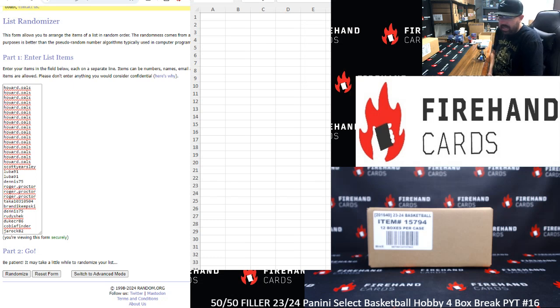Teams that are going to be awarded out in this break include the Celtics, Grizzlies, Heat, Hornets, Lakers, Mavericks, Nuggets, Pelicans, Pistons, Rockets, Sixers, Thunder, Timberwolves, Warriors, and Wizards.